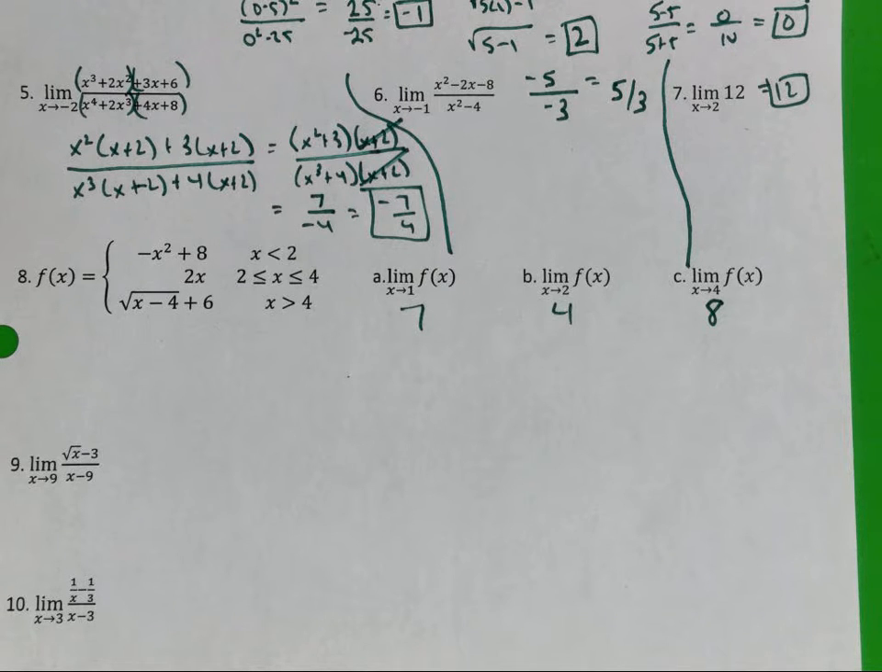Does that make sense? Now if it's not, like 1 was not one of those major turning points, you just plug it into whatever it was. But these two are where something's happening in the graph. You got to check both directions. Does that make sense? Okay.